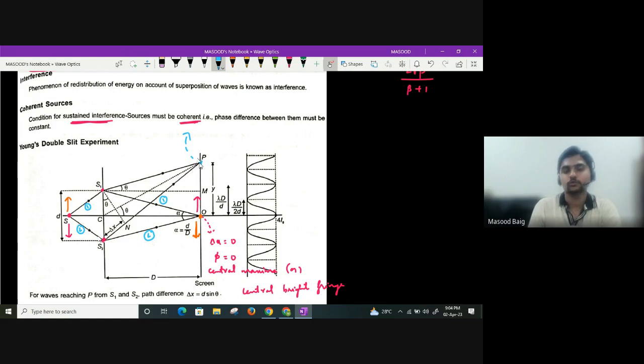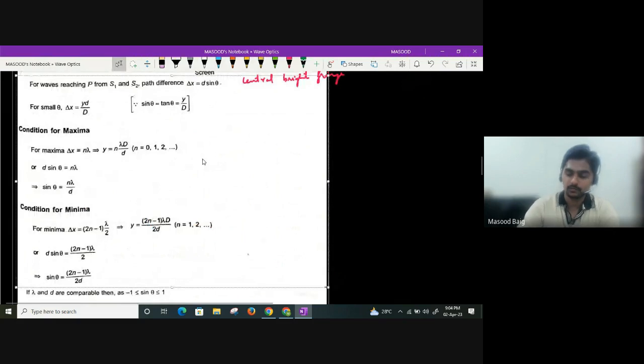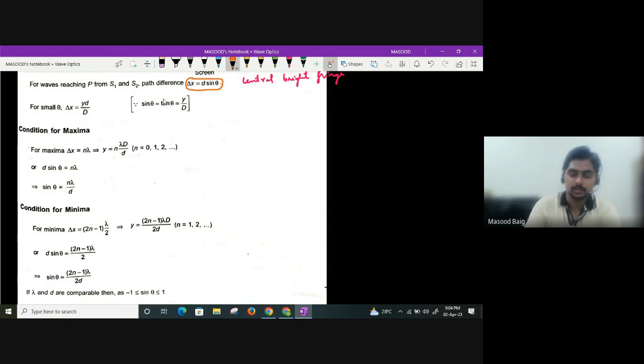S to P. If you take any arbitrary point at a distance y from the central maxima, there will be some path difference. That path difference in general will be given as d sin theta, and if you take the geometry, we will get that as y into small d divided by capital D.